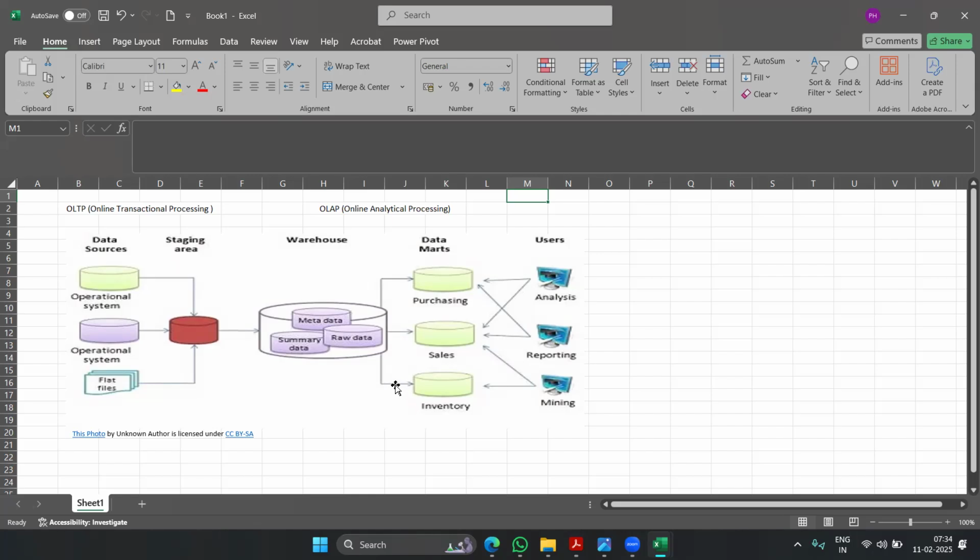Okay. Any questions or doubts with respect to data warehousing? What is the purpose of a data warehouse?